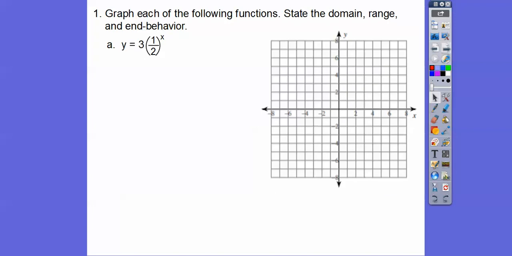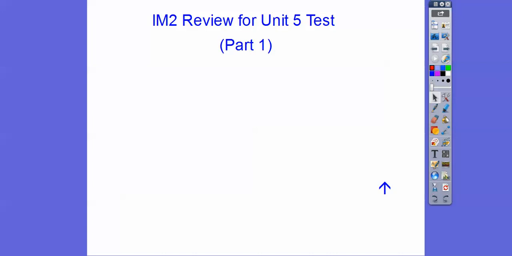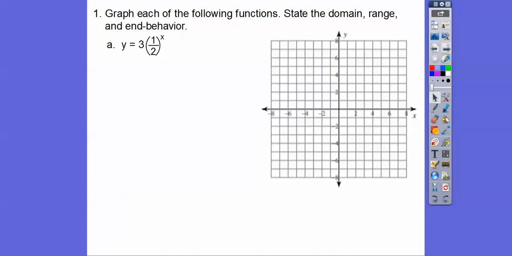So we're going to have questions like these. Graph each of the following functions and state the function, state the domain, range, and end behavior. This is called an exponential function. It's an exponential function because this x is in the exponent right here. If the x is in the exponent, it's going to be either a J curve or an upside down J curve or a backwards J or a backwards upside down J.